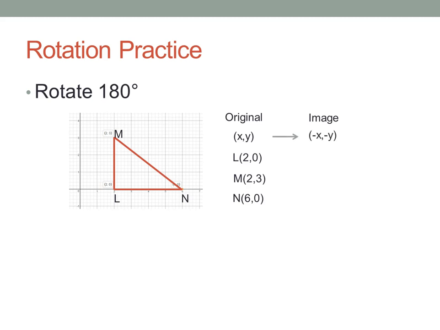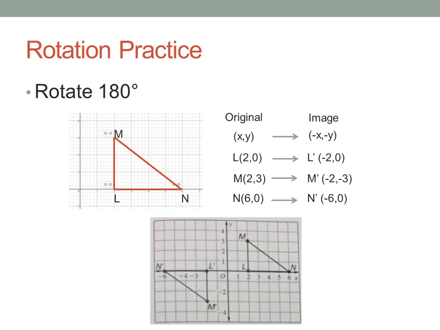It's negative xy translates to negative x, negative y. So this one's probably easier than the 90 degree rotation because we're just putting negative signs in front of the numbers. So 0.20 would become -20, and 23 would become -23, and 60 would become -60. So that is our 180-degree rotation.